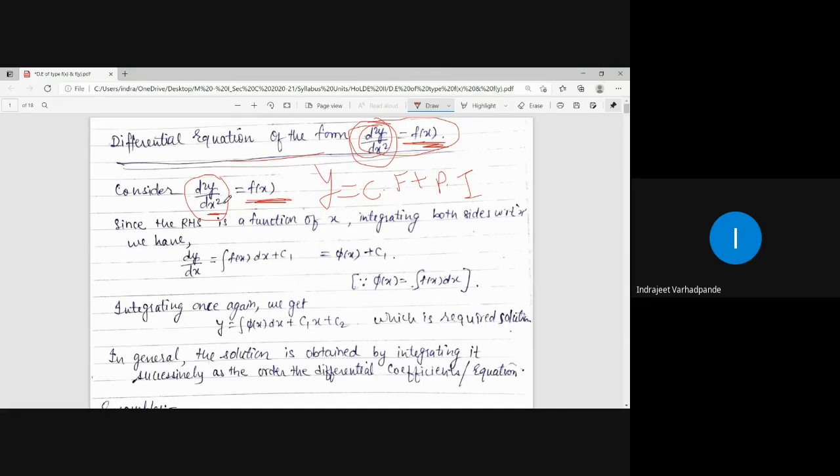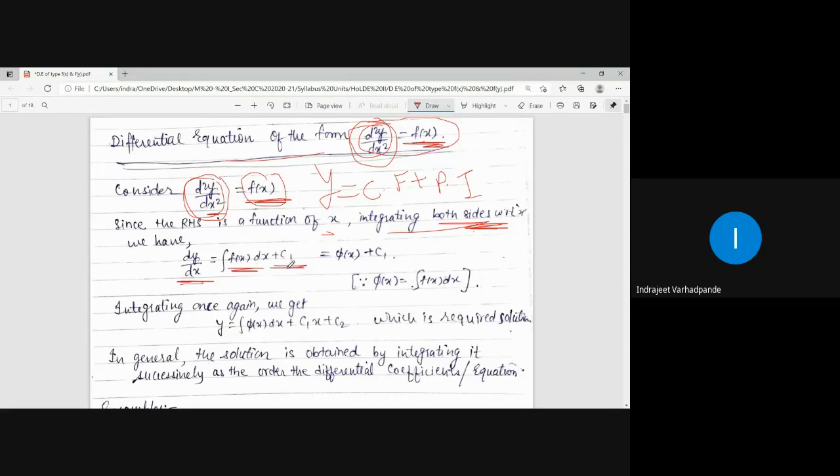So whenever we come across a differential equation of the type d2y by dx square is equal to f of x, then RHS is a function of x. Integrating both sides with respect to x, integration is possible because this is also differentiated with respect to x. RHS is also a function of x, so integration is feasible with respect to x. So one time integration of d2y by dx square will give you dy by dx, and RHS will be integrated with respect to x.